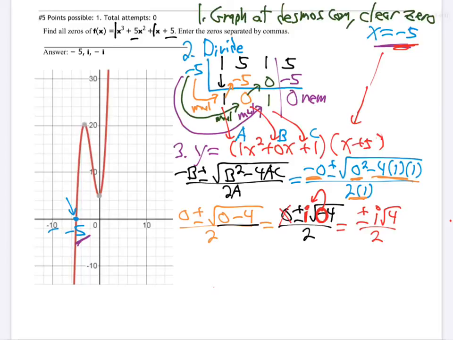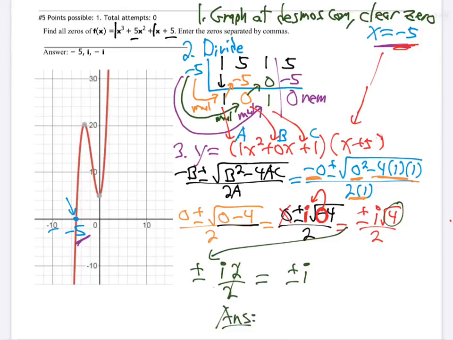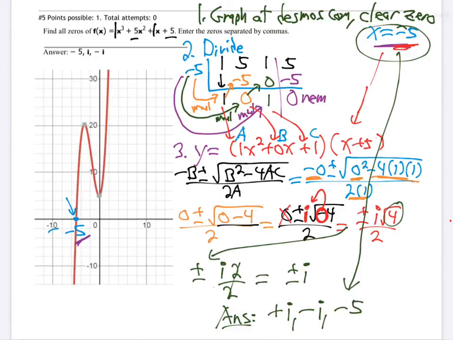Okay, so where does that leave us now? So we bring this down to here. It's plus or minus i. Now what's the square root of 4? Just 2. And the root's gone. When you root something, the root vanishes. And then these 2's cancel. So this is just plus or minus i. So our answers are plus i, minus i, and the one we found from the beginning, bring that down, negative 5. Those are our 3 answers, which matches the answers they gave us.